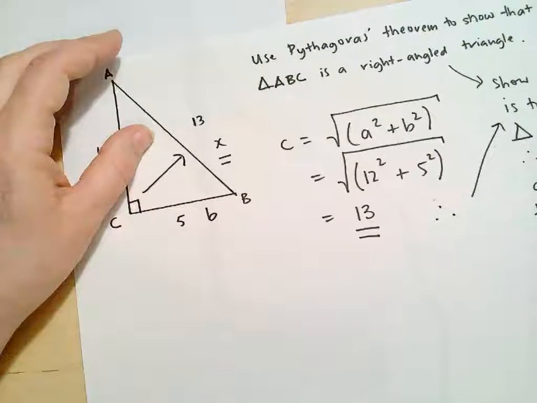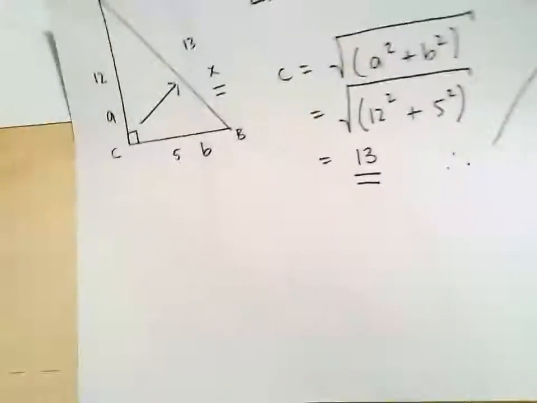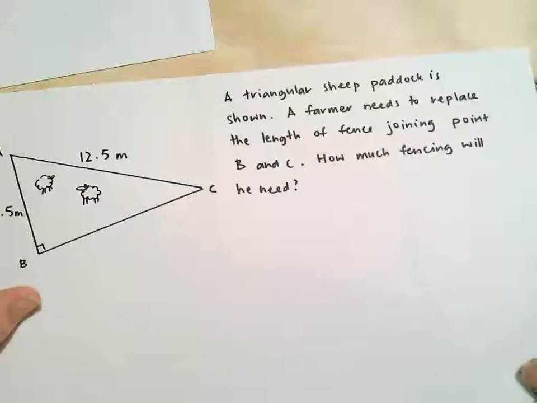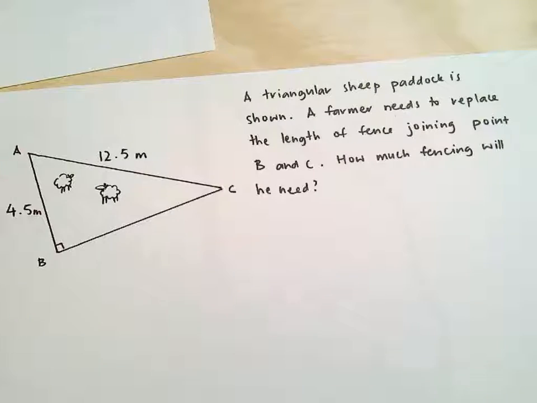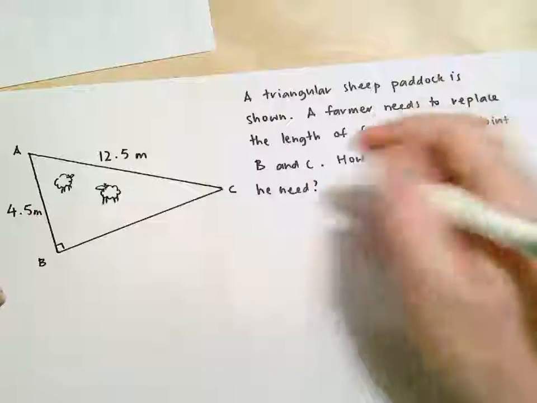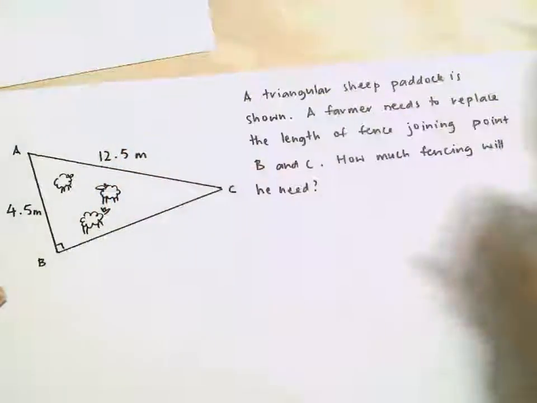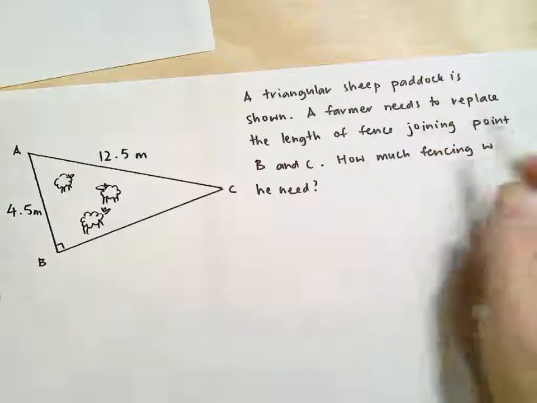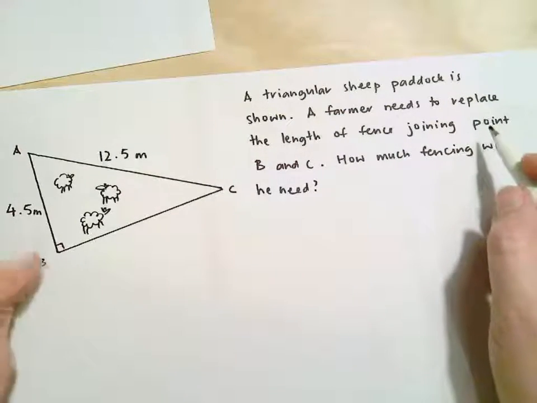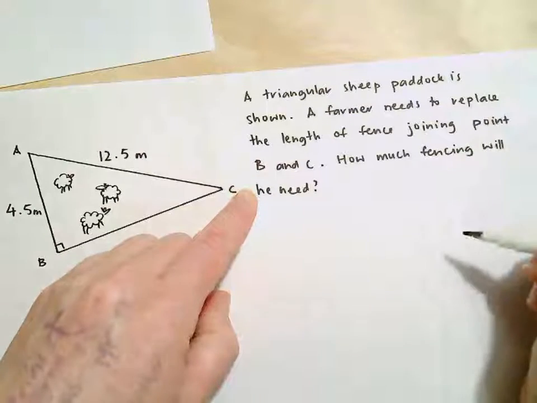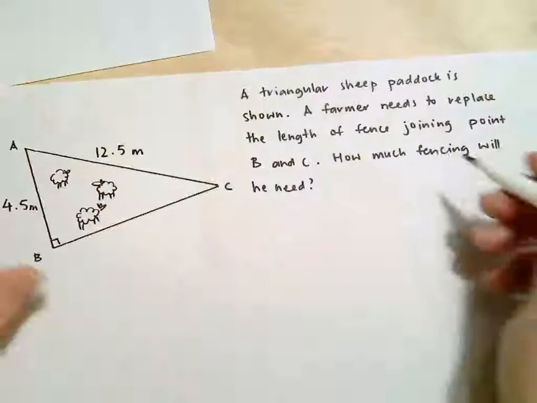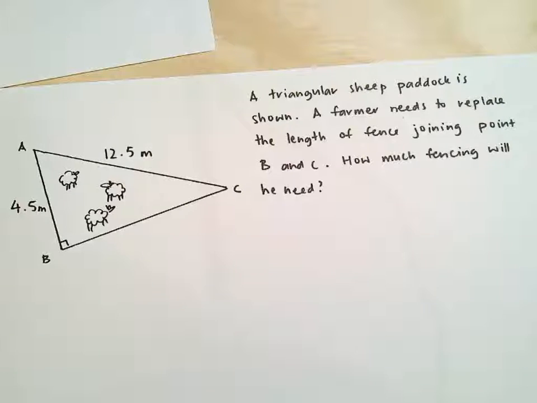Okay, these next couple I'm going to, like before, give you a chance to do them on your own before I give you the answer. So again, here's a slightly modified past HSC paper question. It says a triangular sheep paddock is shown. I drew a few sheep in there to hopefully just give you the picture. It says a farmer needs to replace the length of fence joining point B and C. How much fencing will he need? So give that question a go yourself, and then we'll go through it together.